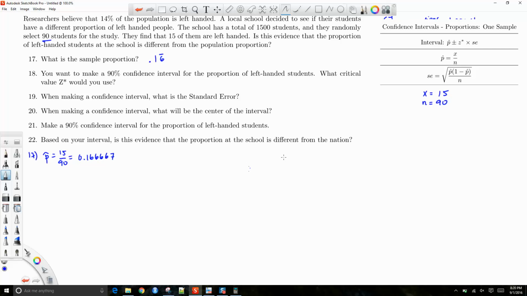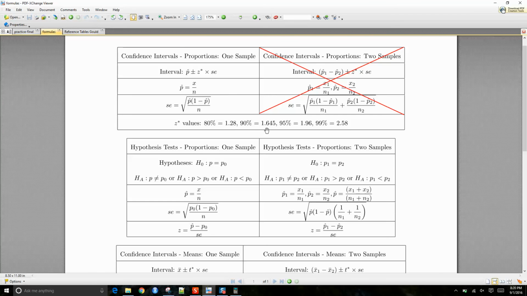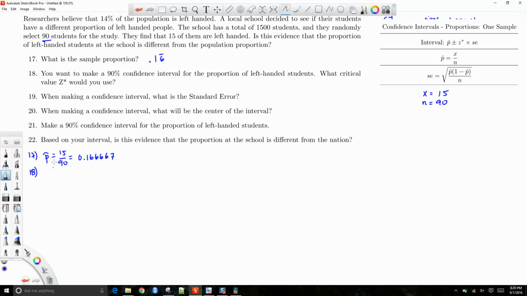What is the critical value that we would use for a 90% confidence interval? This is just one of the 4 values. Anytime you do confidence intervals for proportions, there are 4 values you need to know. For 90%, the value we need is 1.645. So we'll plug that in: Z star is 1.645.